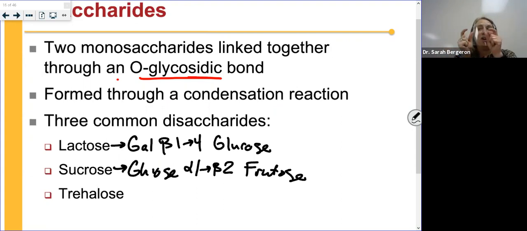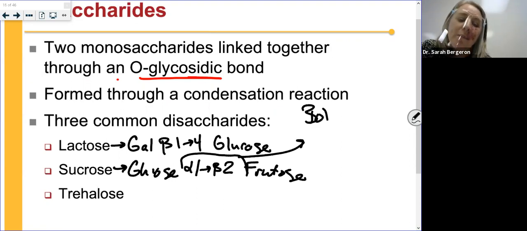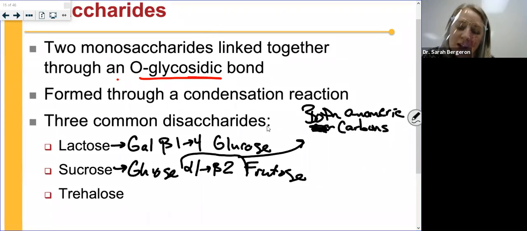Because the anomeric carbon is participating in the glycosidic bond. So if you're listing two, that means that both anomeric carbons participate in the bond. Glucose is alpha, fructose is beta. Yes, both anomeric carbons in the sugars participate in the glycosidic bond.